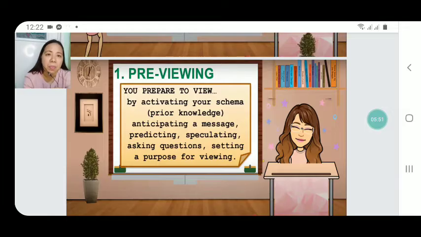So when we say pre-viewing, you prepare yourself to view. In here, you are activating your schema. So when we say schema, it is your prior knowledge or the things that you already know. It could be based from the skills or knowledge that you have before or experiences that you have before. Those are what we call schema.